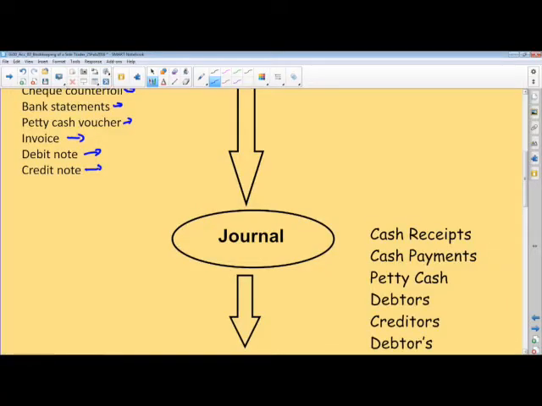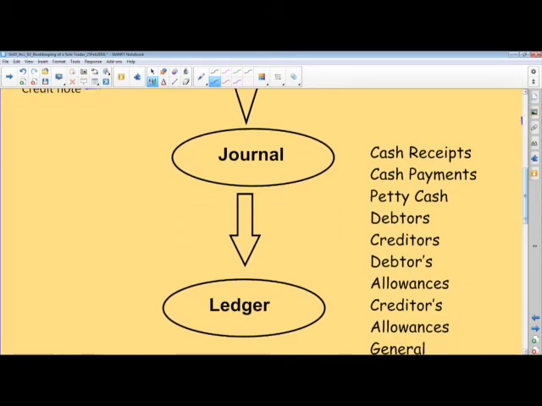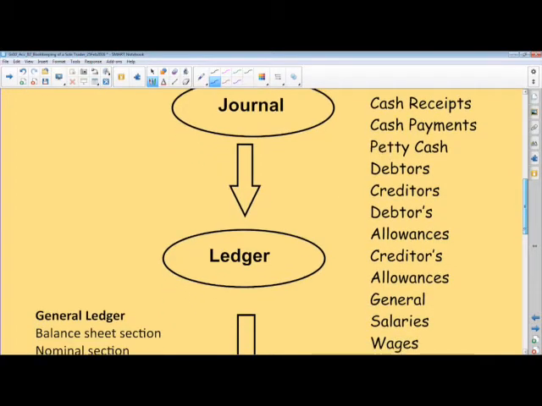But let's continue. We'll also have a creditor's journal, a debtor's allowance journal, a creditor's allowance journal, and then later on this year, we will look at a general journal, a salary journal, and a wage journal. So you will see we have about 10 journals in total.